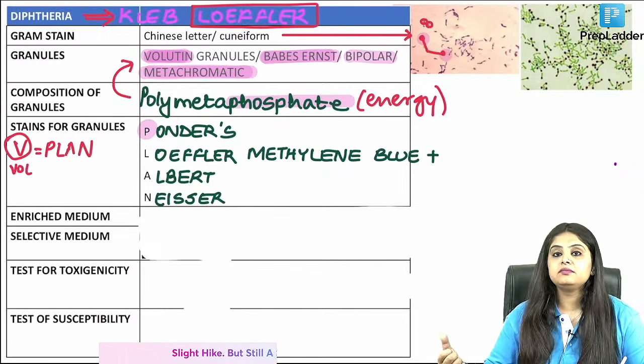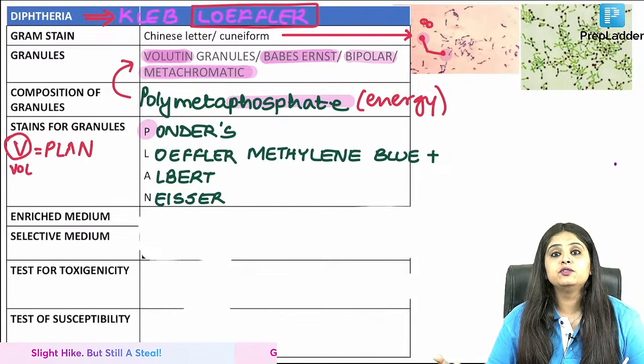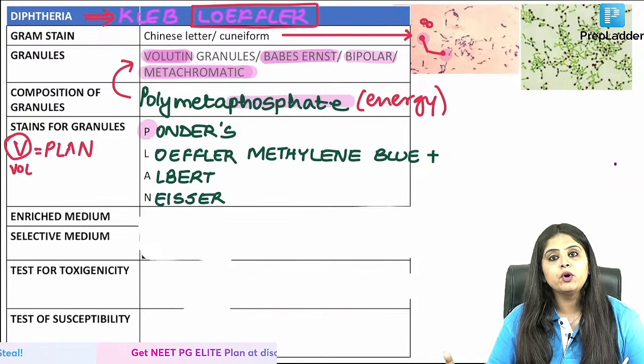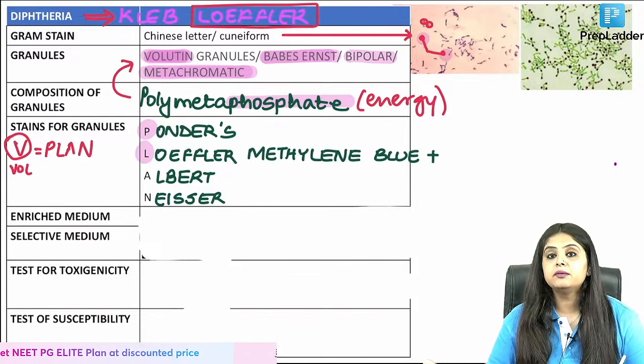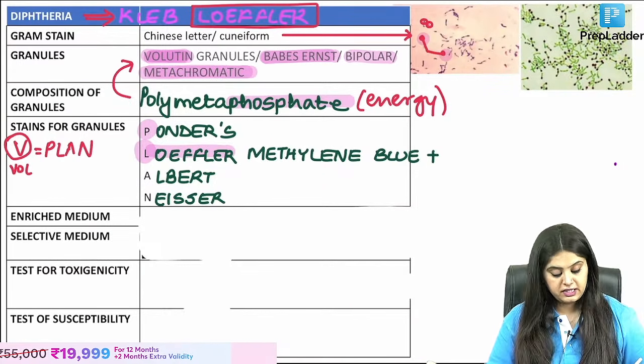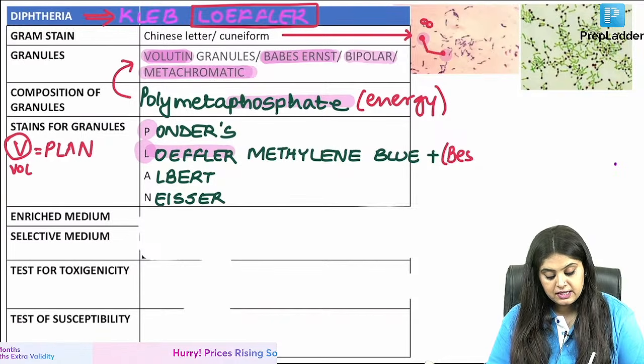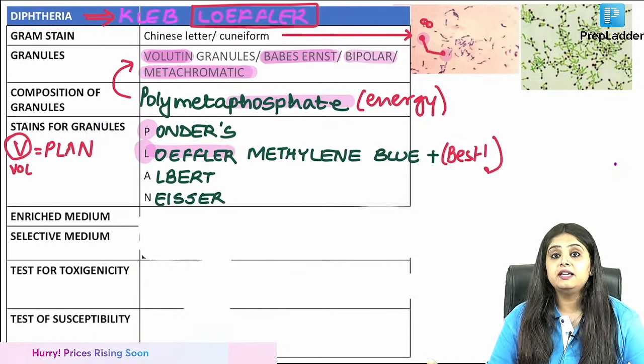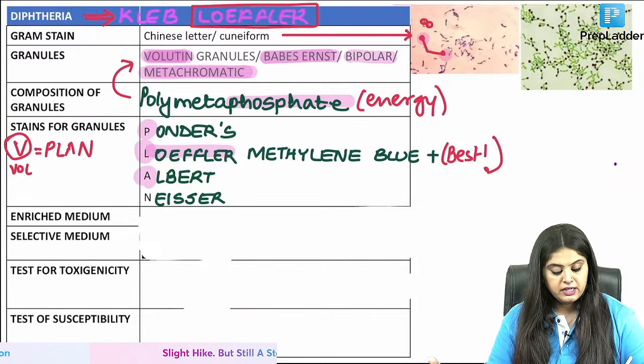P for Ponder stain. Try not to look and answer it, because you've studied it many times earlier. L for Loeffler methylene blue. Look, Loeffler has come up: the scientist's name is Loeffler, the bacteria's name is Loeffler, the stain's name is Loeffler, and Loeffler is the best. This is the best stain. What is A? A for Albert stain and N for Neisser stain.